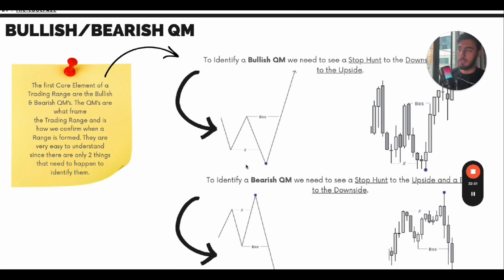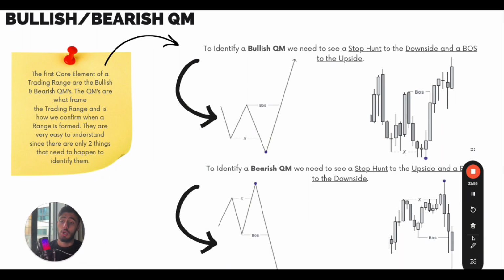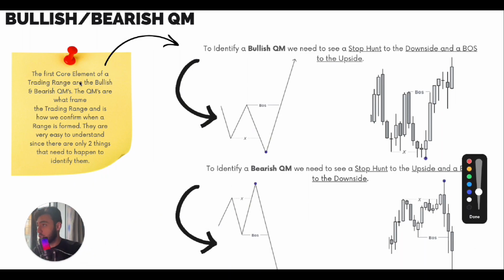The core elements of the trading range are the bullish QM and the bearish QM. The first core elements of the trading range are the bullish or bearish QM. The QMs are what frame the trading range and how we confirm when a range is formed. They are very easy to understand, since there are only two things that need to happen to identify them. So the bullish QM and bearish QM are one of the main elements for identifying the range.